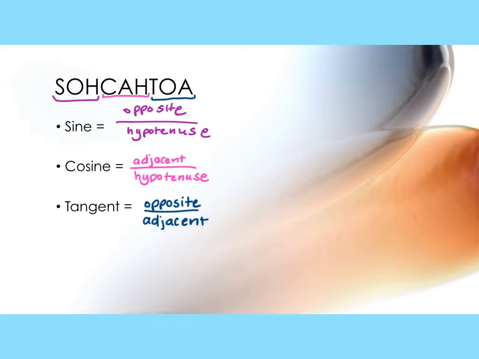And then the reciprocal functions are obviously just the reciprocals of these. So cosecant would be hypotenuse over opposite, secant would be hypotenuse over adjacent, and then cotangent would be adjacent over opposite.